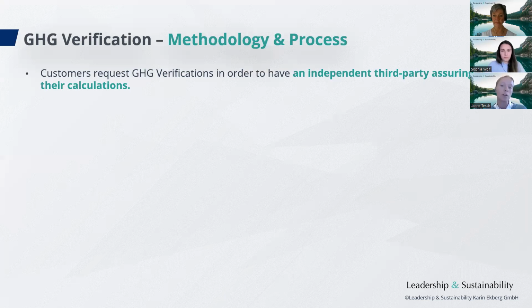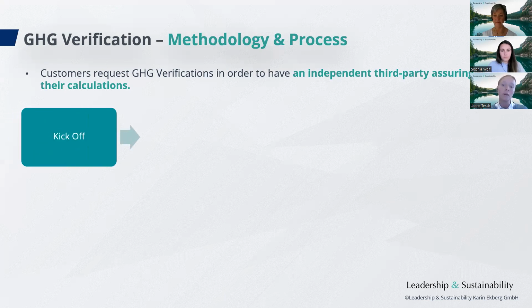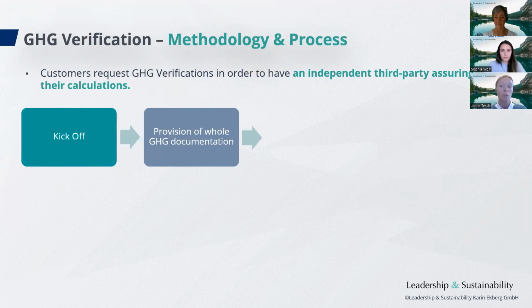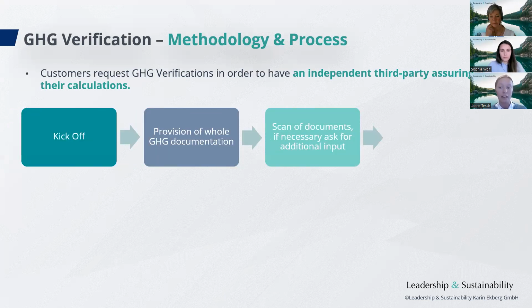On this slide, I would like to briefly give you an idea of the methodology and process of greenhouse gas verification. In the kickoff meeting, we get to know each other, we agree on the project timeline, and also discuss first questions about your calculated carbon footprint. After the kickoff meeting, we need to receive the whole greenhouse gas documentation in order to be able to verify the carbon footprint. After the provision of these documents, the verifier will scan these in order to request any additional information needed. And then the actual verification process can take place.